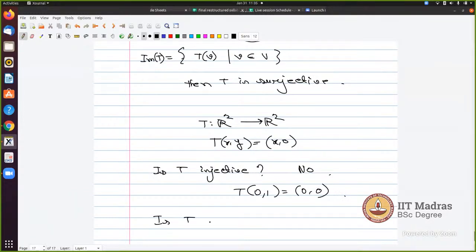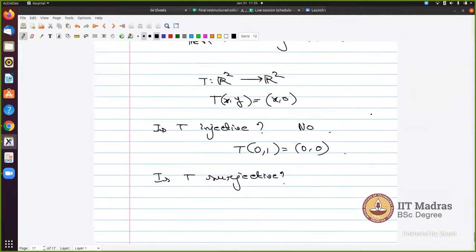So now is T surjective? Is there any vector in R2 which has no pre-image? No, sir. Can you give me a vector which has no pre-image? Whenever there is some non-zero element at y, then it has no pre-image. So (0, 1), let me take, it is in R2, in the codomain, has no pre-image, correct? Yes, sir.